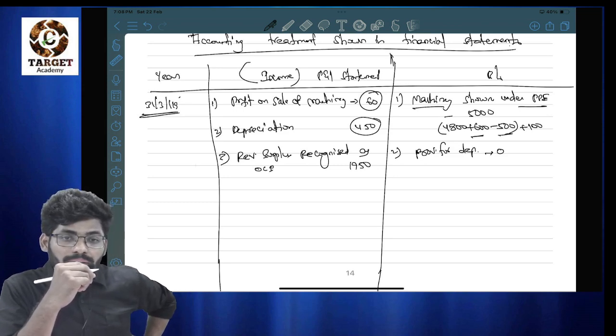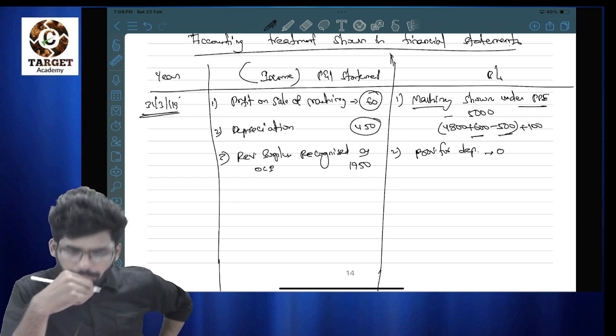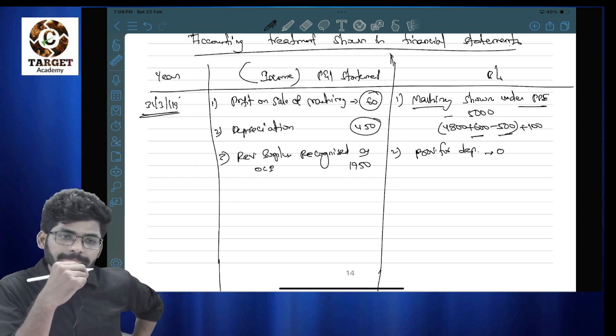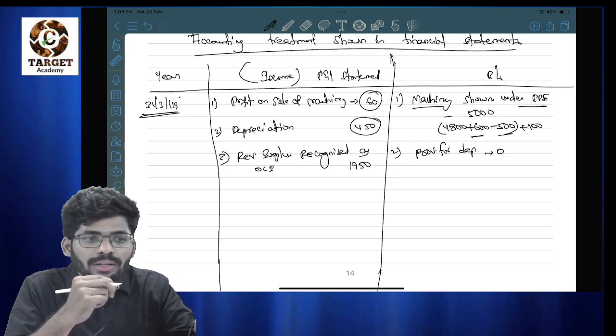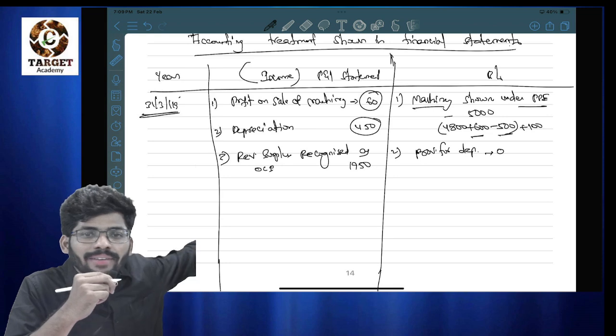First year balance sheet. What is the provision for depreciation? First year ending we already revalued, and the provision for depreciation account got nullified. That's why the value is 0.